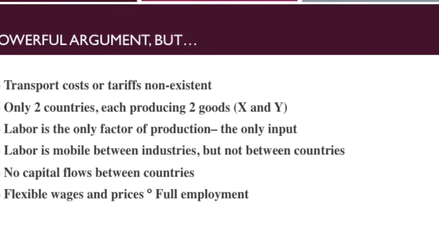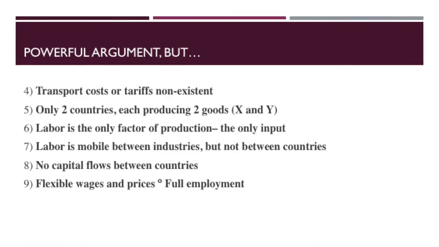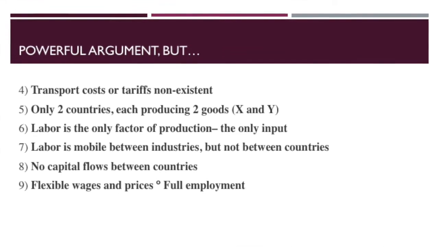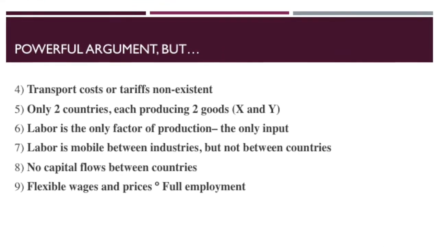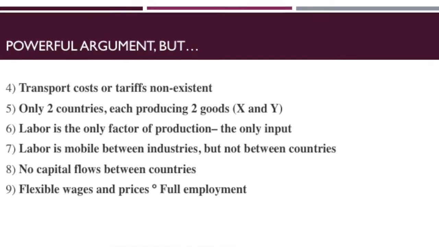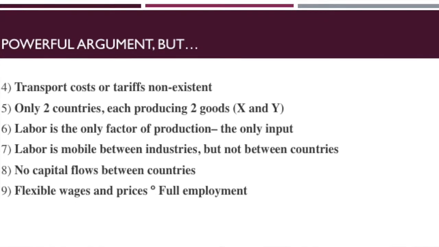He also assumed that labor was really the only input. So like Adam Smith, he assumed that labor was the main determinant of efficiency when it came to the production of different goods. He also assumed that labor was mobile between industries domestically, but not between countries. Now we know that, yes, labor is mobile between countries, but it's not purely mobile.